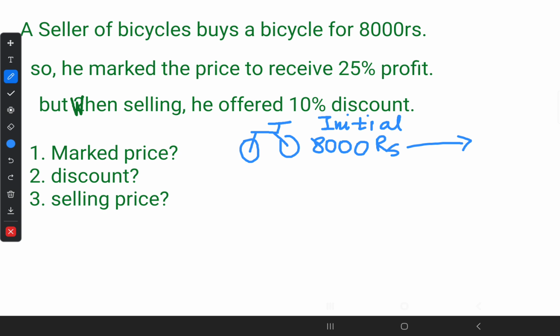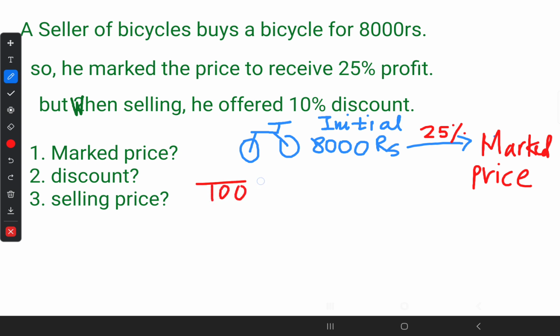Okay, look at this carefully. So he marked the price to receive 25 percentage of profit. So we have to find the mark price of this bicycle by the hint of 25 percentage. Okay, so 25 percentage, that is the amount of profit he decided to receive. So 25 percentage of 8,000. You find the mark price with 25 percentage of profit, so you should find that one first. So 25 over 100 multiplied with the initial price of that bicycle, which is 8,000 rupees.